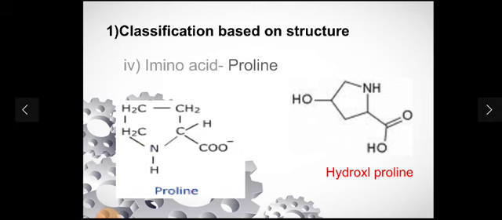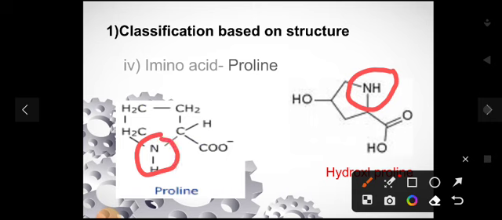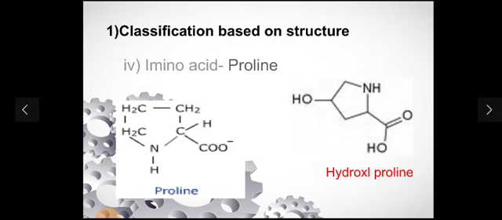Now we have the imino acid. Like I told you in class, it is an imino acid because the nitrogen there is not a primary nitrogen, it's a tertiary nitrogen, something like this. And we are looking at one amino acid called proline. You have another derived amino acid which is hydroxyproline. But proline is not an amino acid, and I keep telling us that it is known as an imino acid.